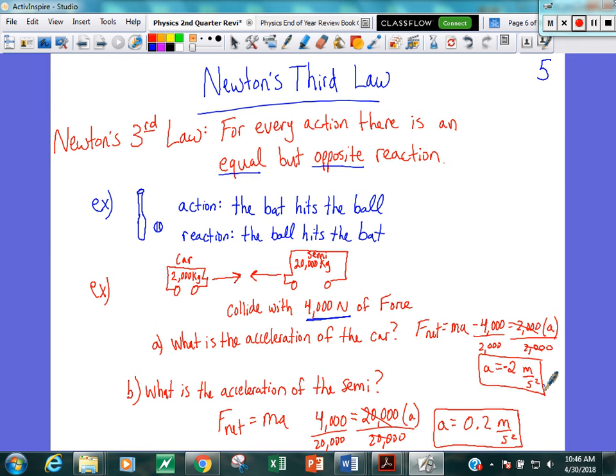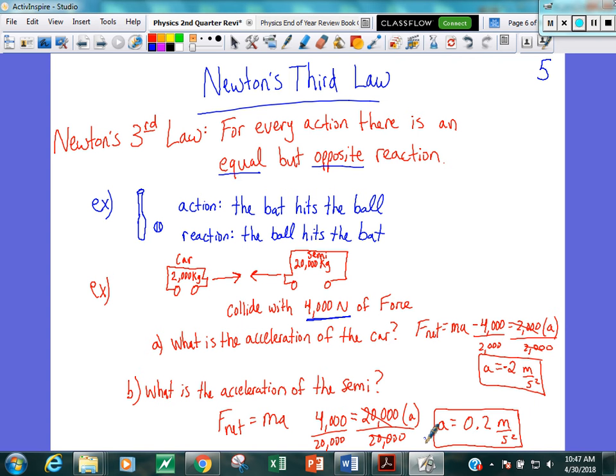And so now let's see what happens with the semi. On part B, I say, what is the acceleration of the semi-truck? Again, we're going to use Newton's second law, force net equals ma, to solve it. But guys, the net force is still 4,000. But for the semi-truck, the force is going to the right, so that's positive. It is equal to its mass, which was 20,000, times the acceleration. To get a by itself, you divide both sides by 20,000. And so 4,000 divided by 20,000 is equal to 0.2. The acceleration of the semi-truck is 0.2 meters per second squared.